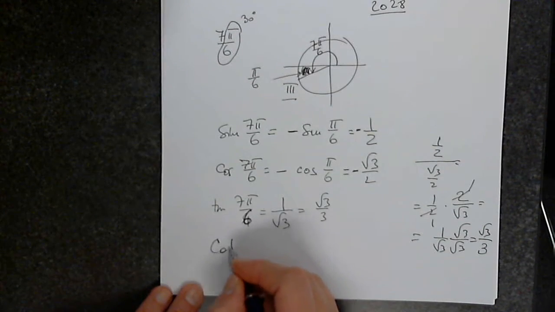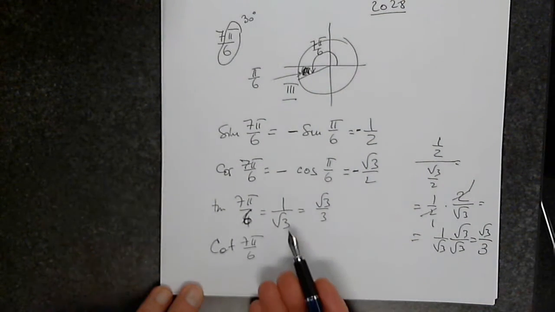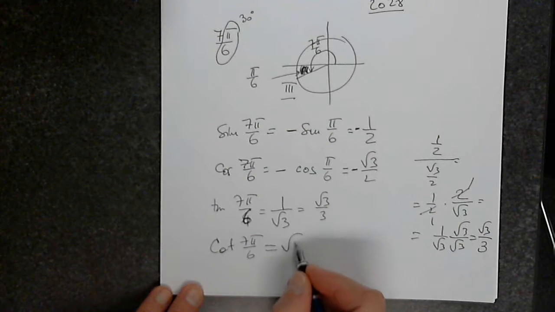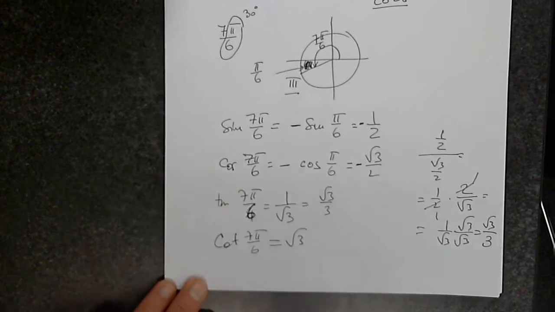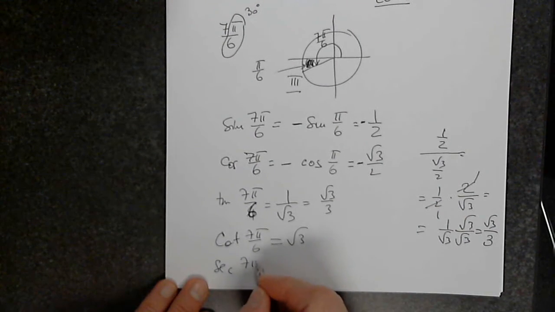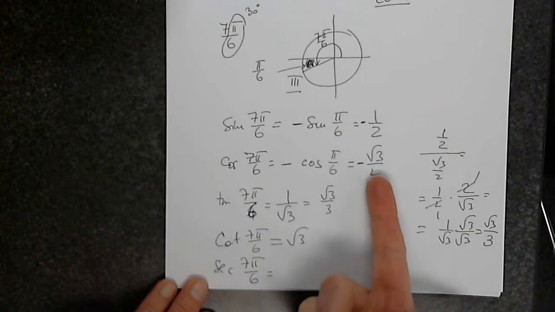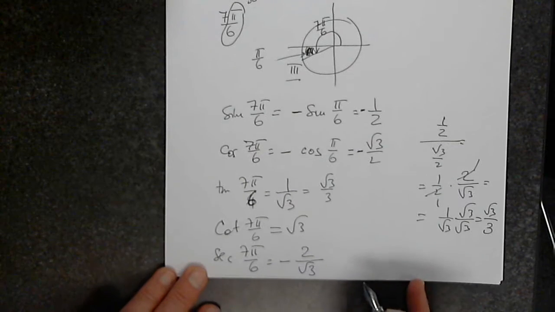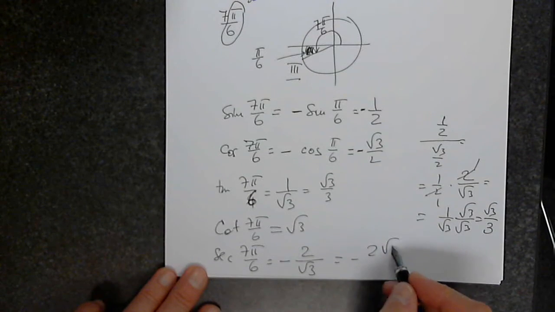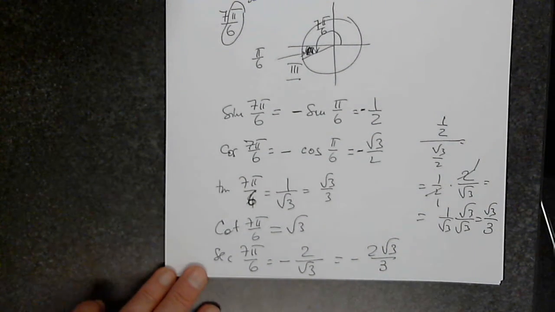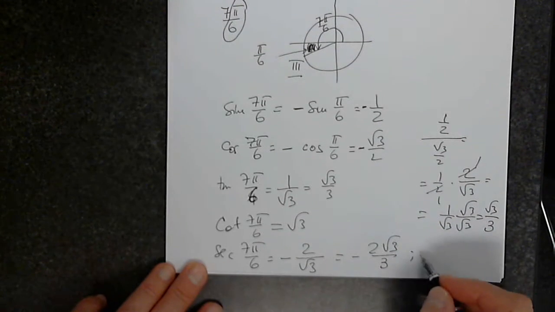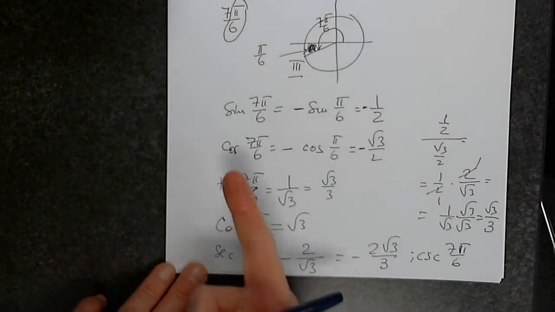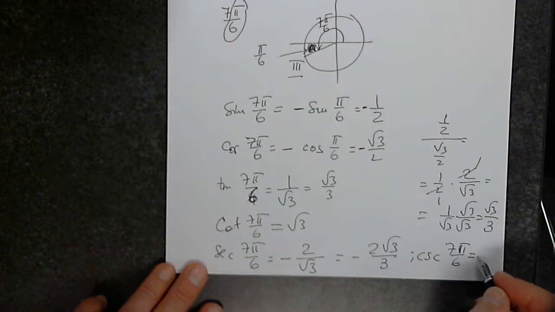Now, cotangent 7 pi over 6 is just the multiplicative inverse of this. I don't need to do anything. It's the square root of 3. When it comes to secant 7 pi over 6, it is 1 over cosine. So this will be negative 2 over the square root of 3, and I would like to rationalize. Negative 2 square root of 3 over 3. And the last one, cosecant 7 pi over 6, is 1 over sine, so it's negative 2.